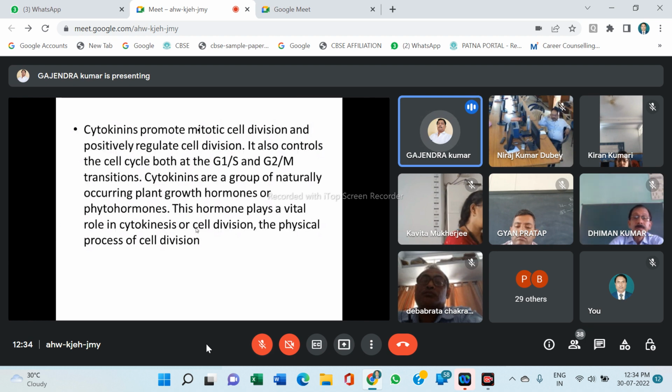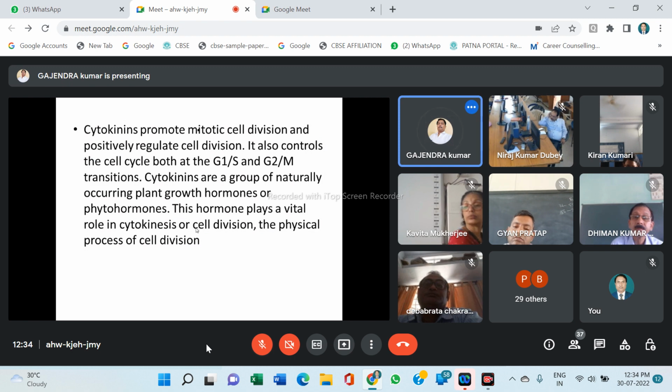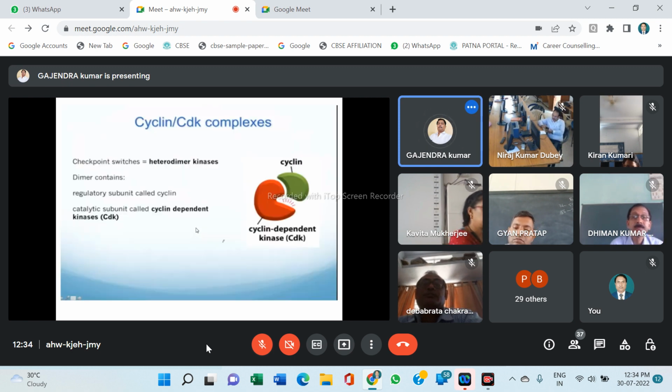Cyto means cell, kinin means kinesis. It will be increasing the rate of cell division. That is, cytokinesis will be enhanced due to the hormonal concentration. Phytohormones, that is cytokinin, play a vital role in cytokinesis or cell division, the physical process of cell division.